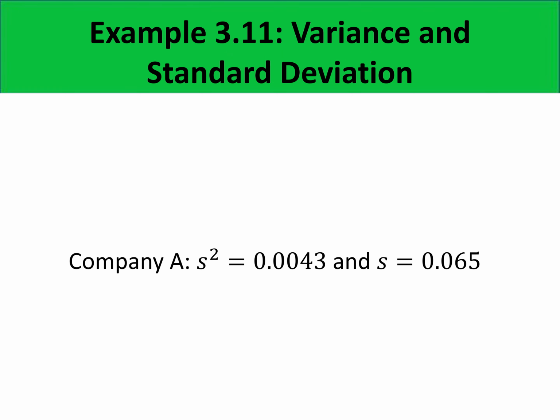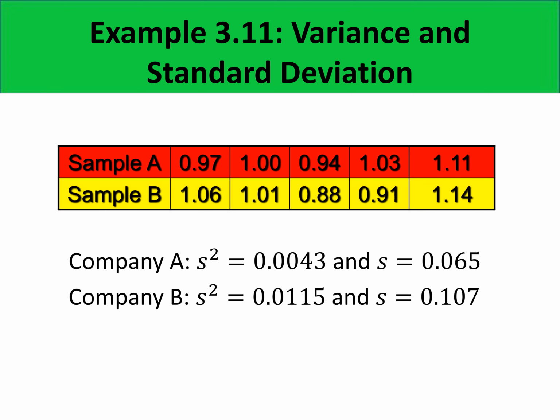Let us have an example. Consider again the data about the two companies that sell bottled orange juice. The sample variances and sample standard deviations are shown on your screens. It can be observed that company A has more consistent values because its variance and standard deviation are lower than company B. The computation of the variance may be done using a calculator or using Excel.